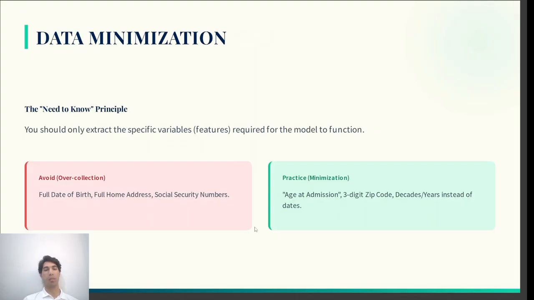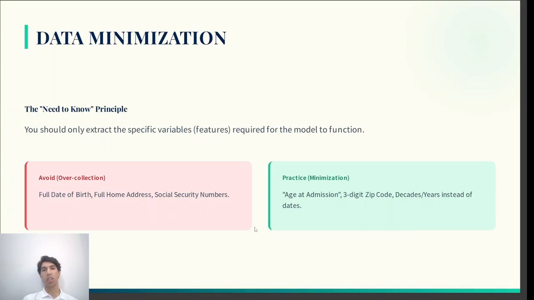Then the data minimization step. We have to follow the need to know principle. We must only extract the specific variables and clinical markers that are required for our model to function. We should avoid over collection. For example, we do not need dates of birth, home addresses, social security numbers, etc. So we must avoid over collection of data and practice minimization.